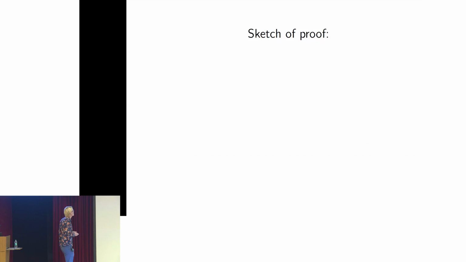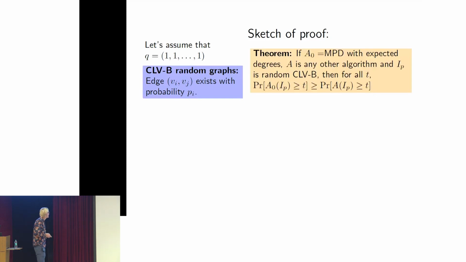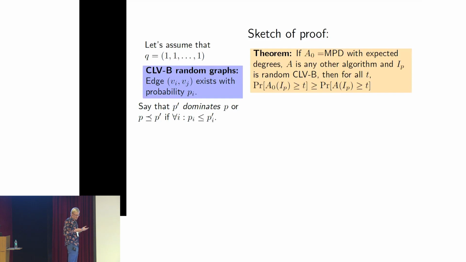Okay, so let me sketch you the proof. Let's assume for simplicity that all the qi's are the same. So the probability of being connected to a node vi is just equal to pi. And here's the theorem again. So let me introduce some notation. I'll say that this probability vector P prime dominates P if it holds coordinate-wise that pi is smaller than pi prime.